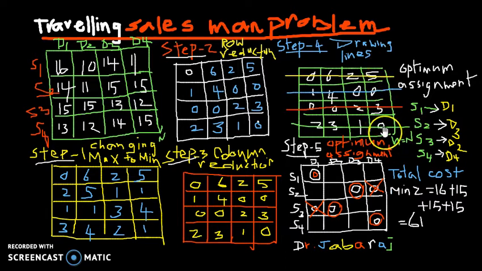So totally, how many lines can we draw? We can draw four lines. Am I correct? So what's the order of the matrix? 4 by 4, so 4. So optimum is reached. Now what is the next step? We have to assign zeros such that each row and each column has only one zero. In such a way we have to assign.